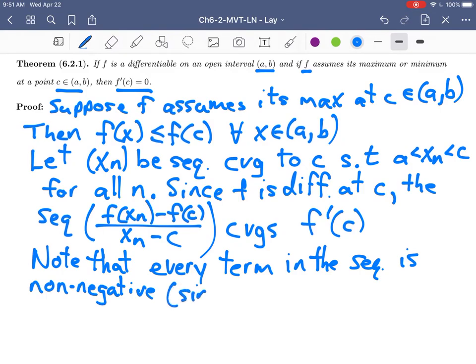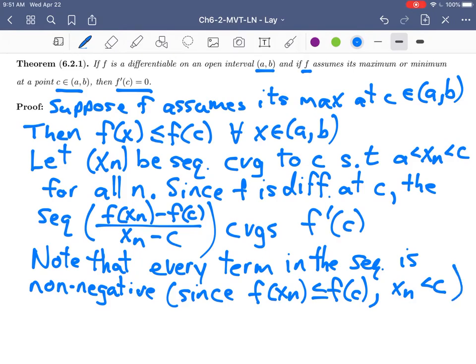So I'll write that down. Since f of x sub n is less than or equal to f of c, and x sub n is less than c, then what does that tell us about f prime at c? Well, we now know f prime at c is greater than or equal to 0.